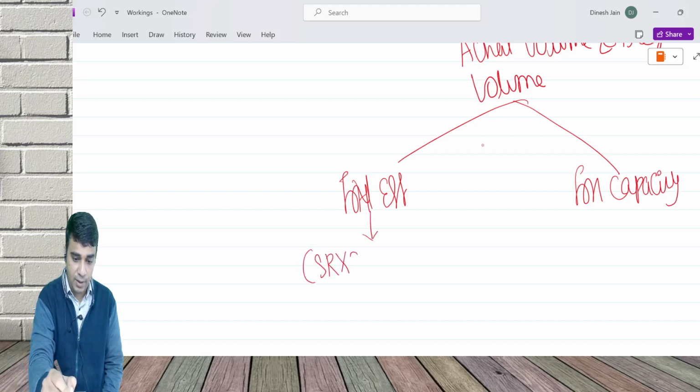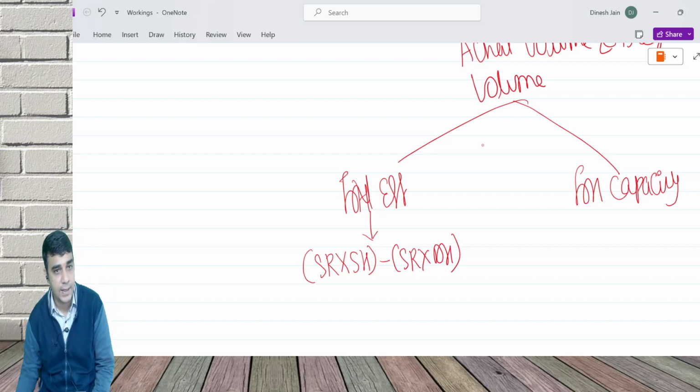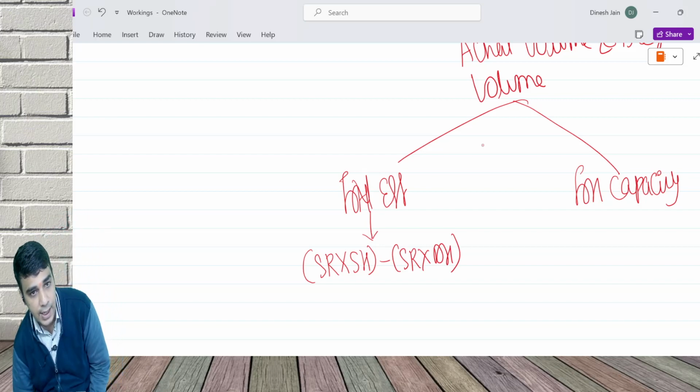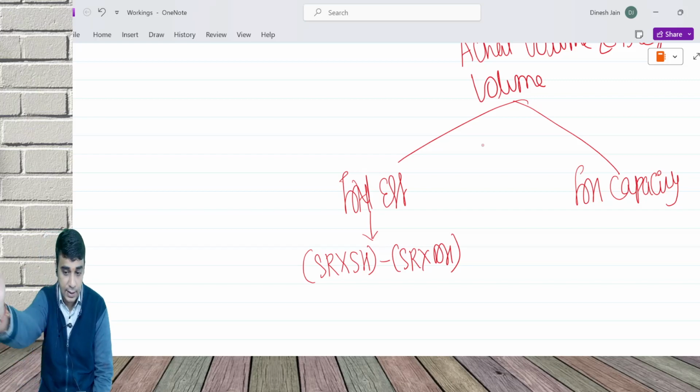Efficiency, same formula we have been using everywhere: SR into SH minus SR into AH. No explanation for this, okay? That is the efficiency variance part. I don't need any explanation for the efficiency variance part.